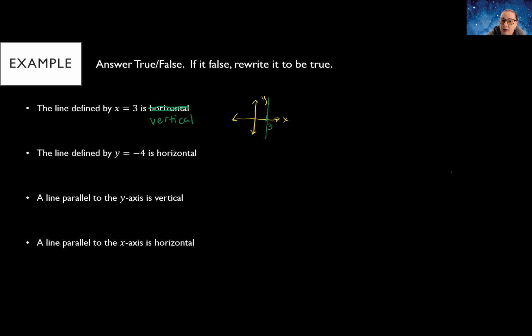The next one: the line defined by y equals -4 is horizontal. If I graph x and y, y equals -4 is going to be somewhere down here. If I draw a straight line, I'm just hitting the y a billion times. That's not right, it only goes through one. So this is going to be a horizontal line, and so this is true.